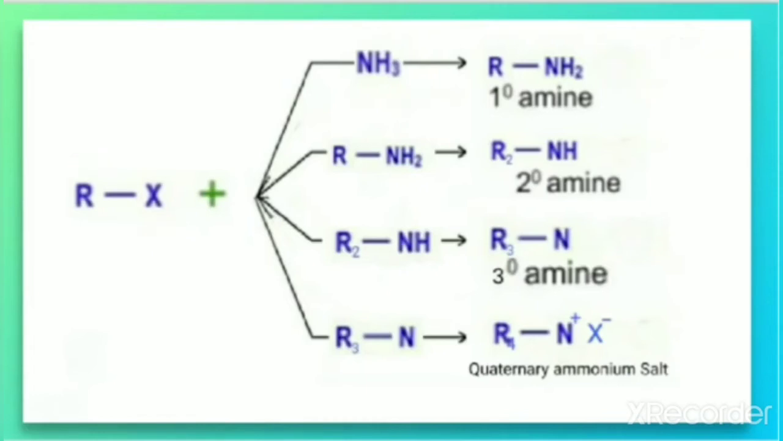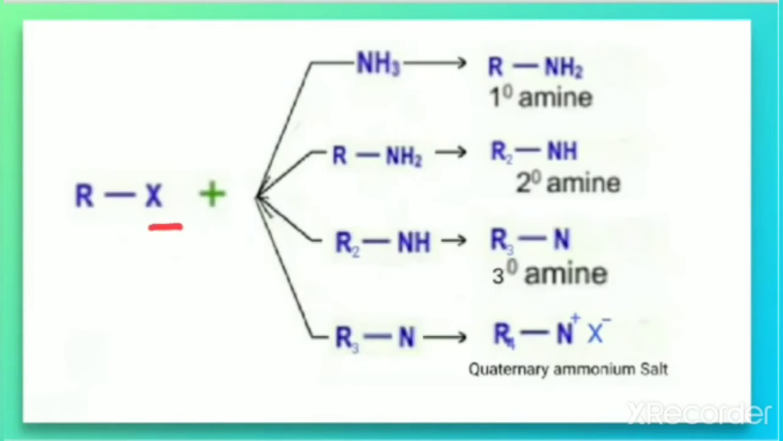When we check the next one, in this case, one R from here and one H from here is removed as a side product. So the remaining one is one R from here, one R from here. So that is R2. We get R2 and NH because one hydrogen is removed from here. So we get R2NH.